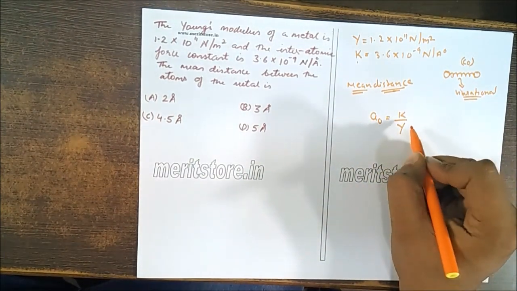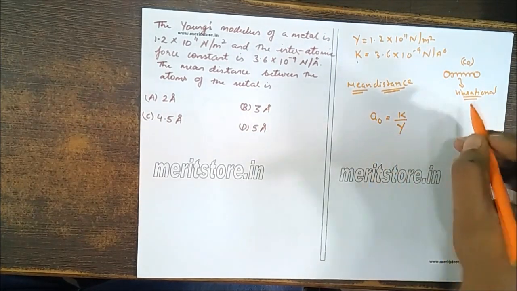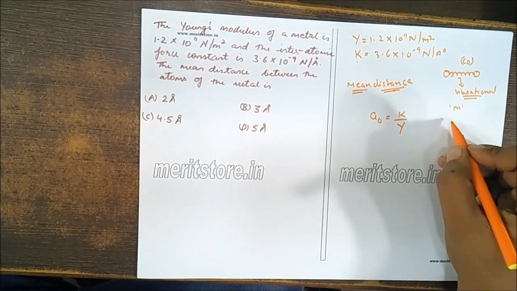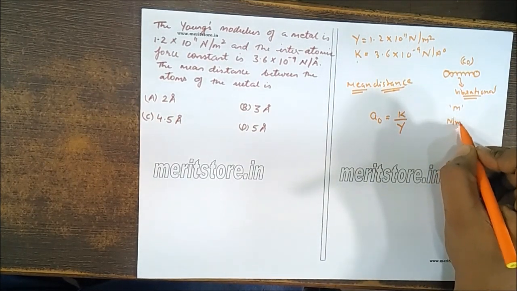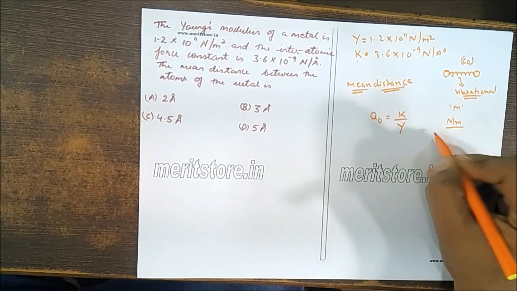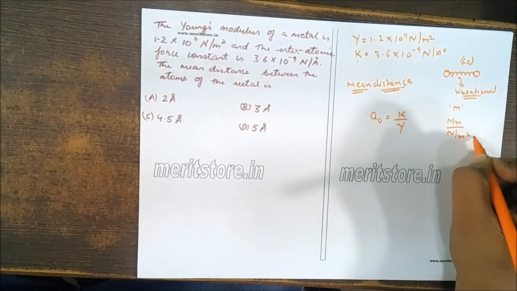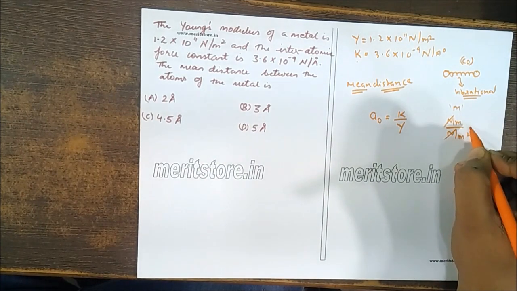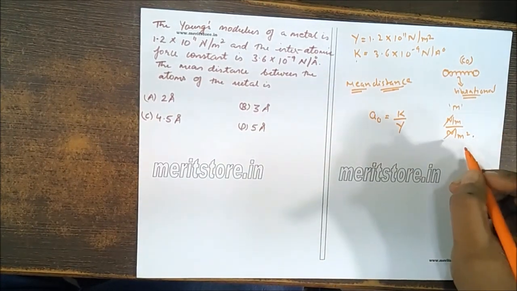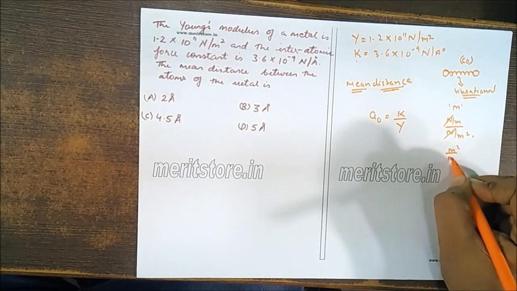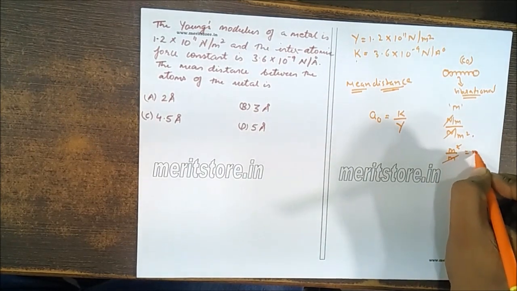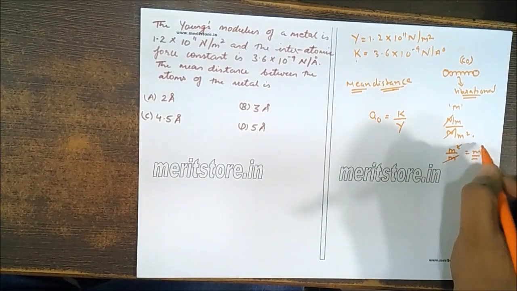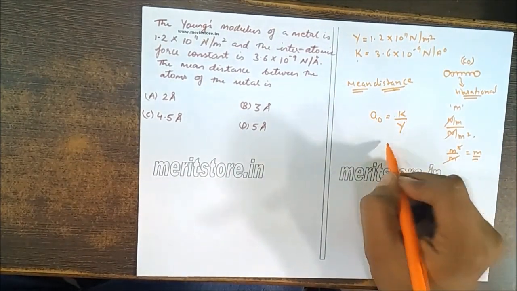Now, if you don't know how to calculate mean distance: if distance is demanded, that means meter is demanded. K is Newton per meter, while Y is Newton per meter square. If I divide this, Newton and Newton get cancelled, and meter square upon meter gives meter. So this formula is correct, and we decide that A naught is equal to K upon Y.